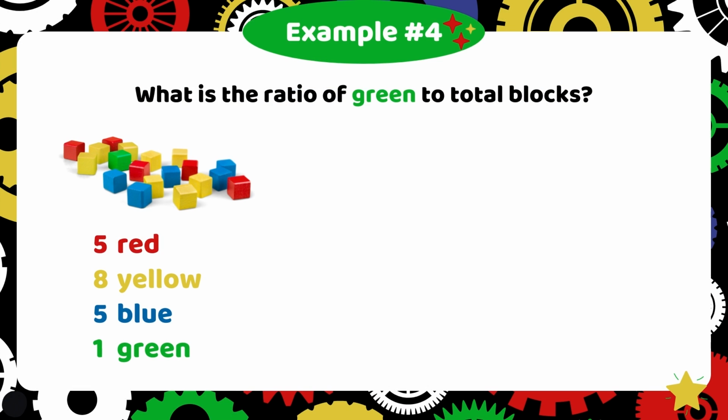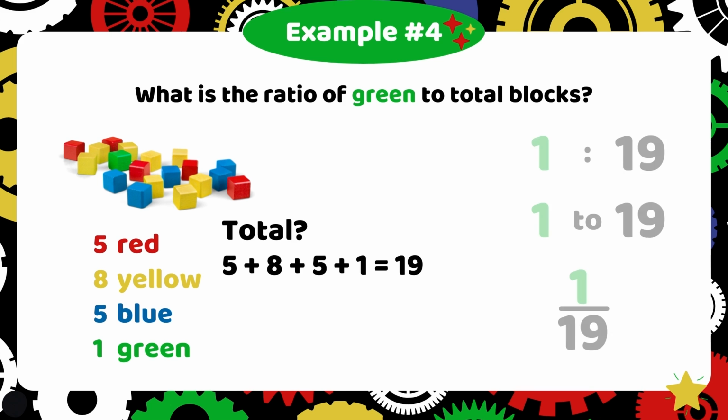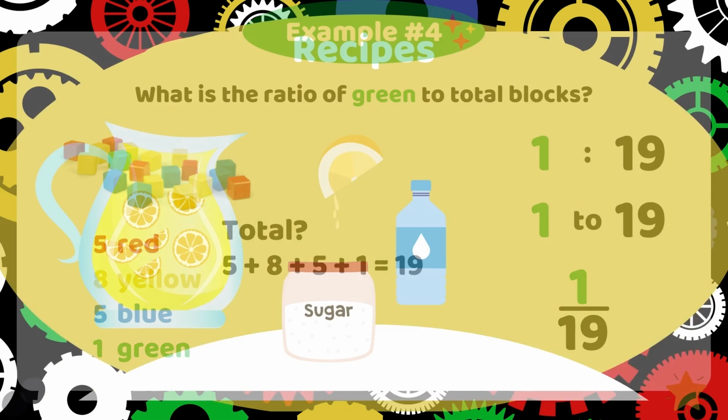Example number 4, what is the ratio of green blocks to total blocks? This one is a little bit different. All of the other examples have been part-to-part ratios. That means part of the group compared to another part of the group. This time we are comparing part of the group to the total group. So first we have to add up the total blocks. So we can add up all the blocks, 5 + 8 + 5 + 1, which is 19. And then we can write the ratios in 3 different ways. Green to total is 1:19.